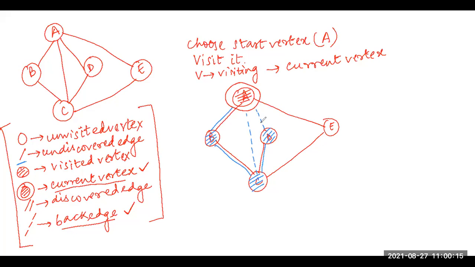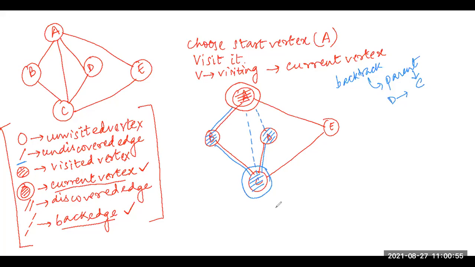Fine. Now from D, nowhere is there, but still E is left. So if we arrive at a vertex which has no undiscovered edges, then we must backtrack to the parent of the vertex. So parent of D was C. So we backtracked to C.